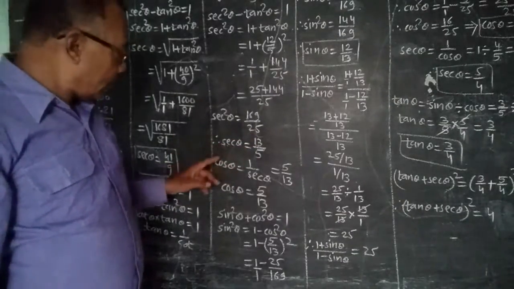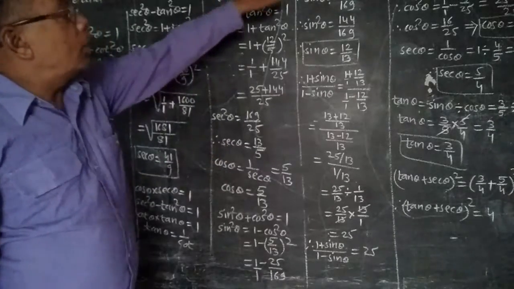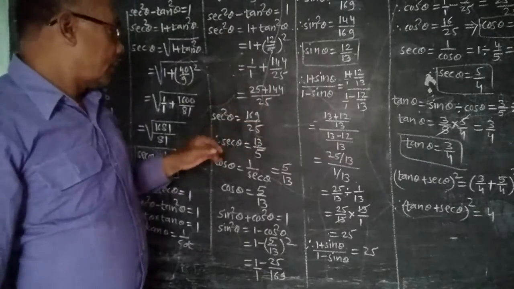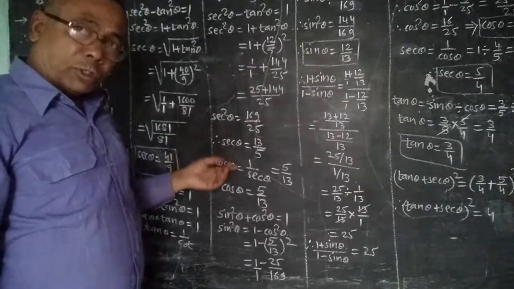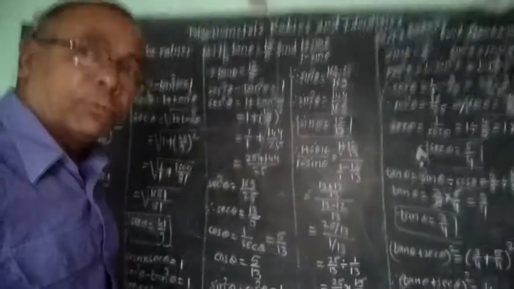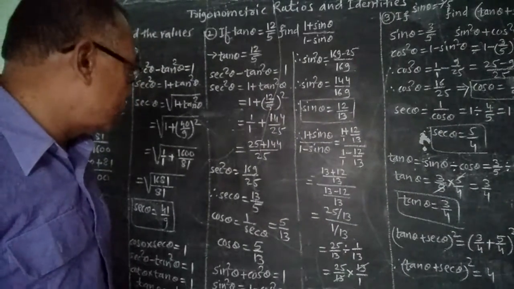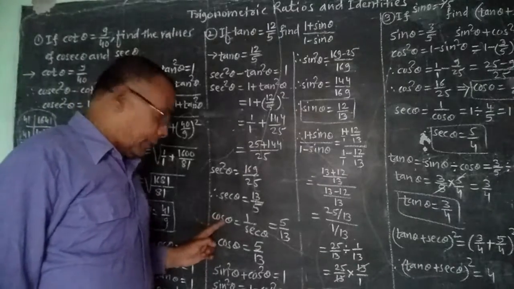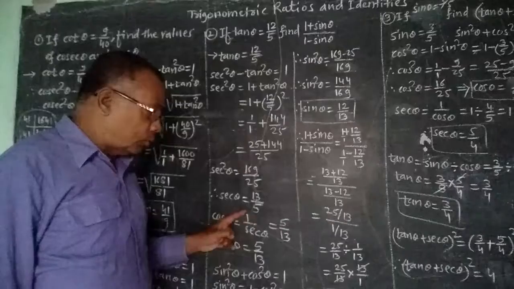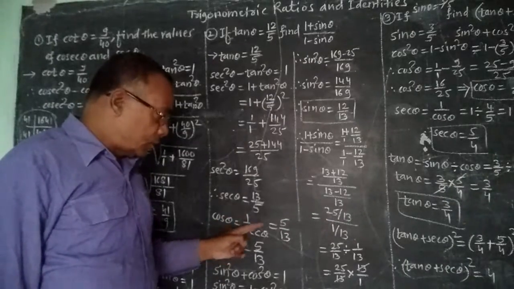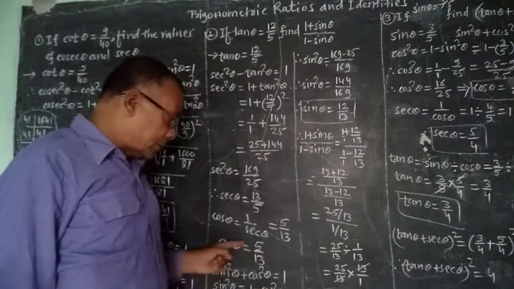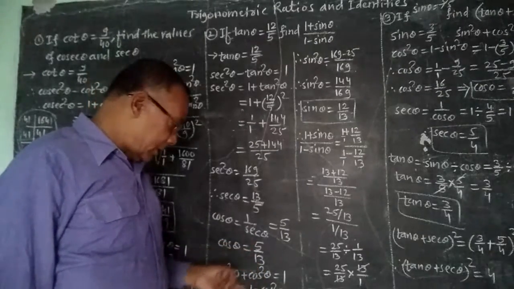Now here we have to find the value of sin theta, but it is not possible to find directly the value of sin theta. So we have to find cos theta first. Cos theta is equal to 1 upon sec theta, and that is equal to the inverse of sec theta, which is 5 upon 13. So cos theta is equal to 5 upon 13.